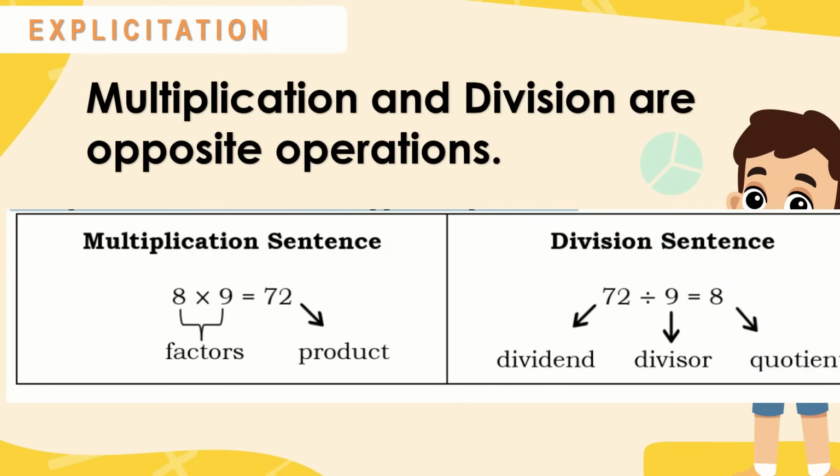Multiplication and division are opposite operations. For the multiplication sentence, 8 times 9, the 8 and 9 are the factors, and 72 is the product. For the division sentence, 72 divided by 9 equals 8. 72 is the dividend, 9 is the divisor, and 8 is the quotient.